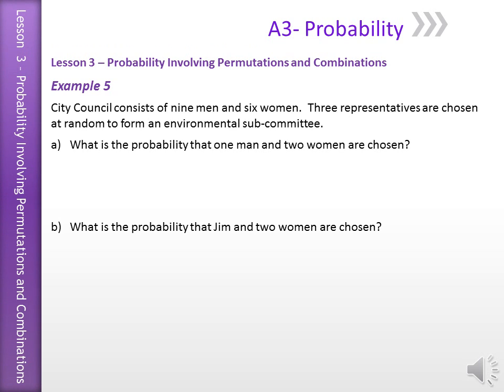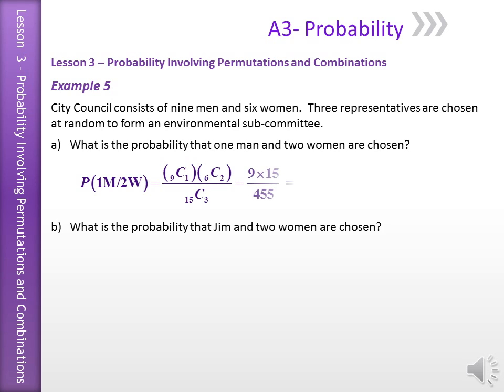Example 5. City Council consists of 9 men and 6 women. 3 representatives are chosen at random to form an environmental subcommittee. For A, what is the probability that 1 man and 2 women are chosen? For the probability of 1 man and 2 women, we need to choose 1 man from the 9, so that's 9 choose 1, 2 women from the 6, 6 choose 2, all over 15 total choose 3.